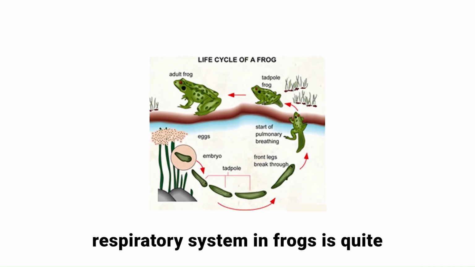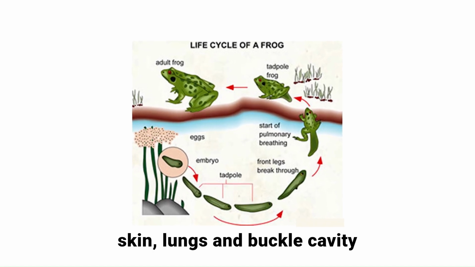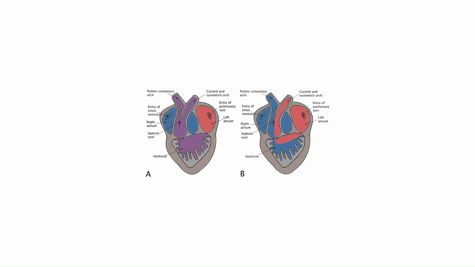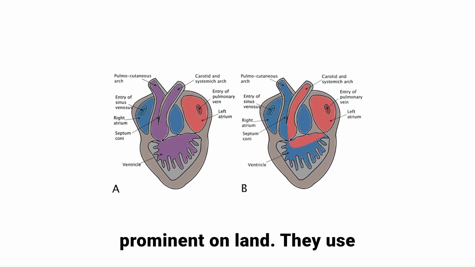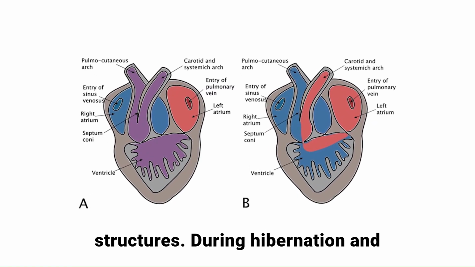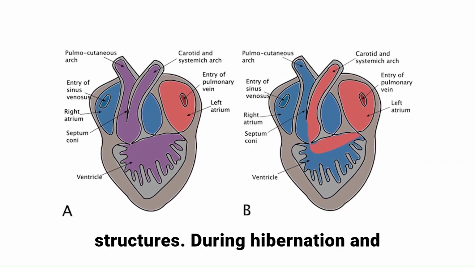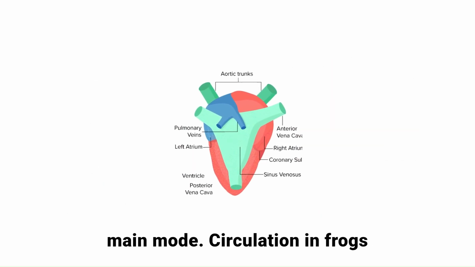The respiratory system in frogs is quite unique. They can respire through their skin, lungs, and buccal cavity. In water, skin respiration is most prominent. On land, they use their lungs, which are simple sac-like structures. During hibernation and estivation, skin respiration becomes the main mode.